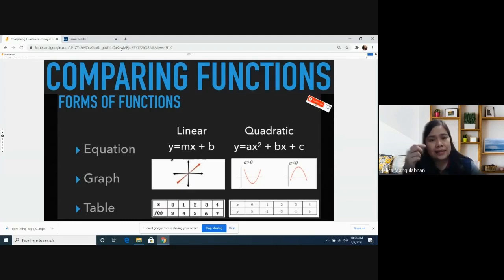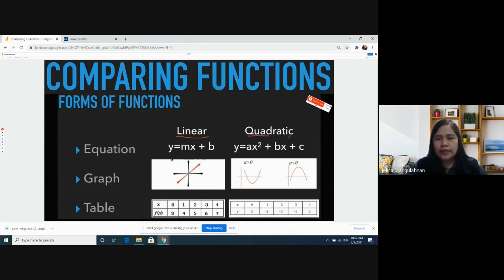Just analyze the question and then the options by using the elimination method, by eliminating the obvious incorrect answers and then just picking between the two closest options. That is the clue on how to get the answers if the given is multiple choice. Okay, comparing functions, again, we have forms of functions. Since we're comparing linear and quadratic, we will recall the key features of linear and quadratic functions.